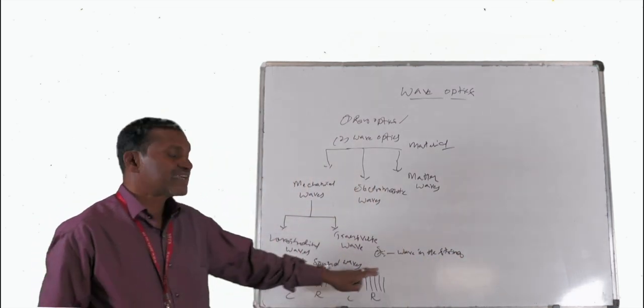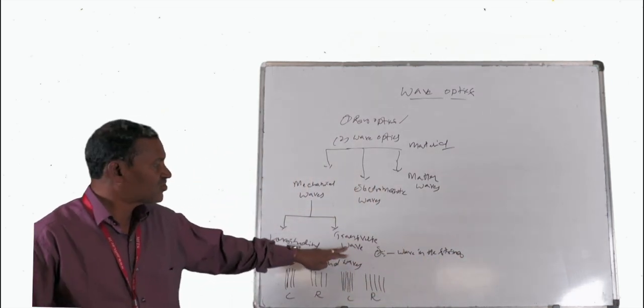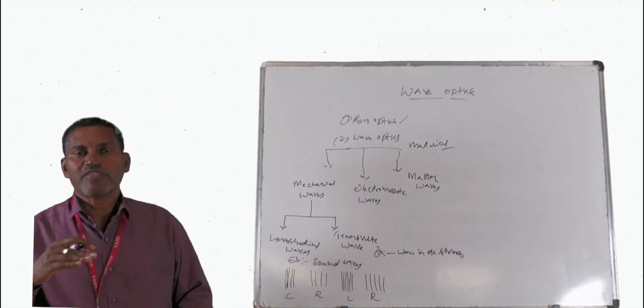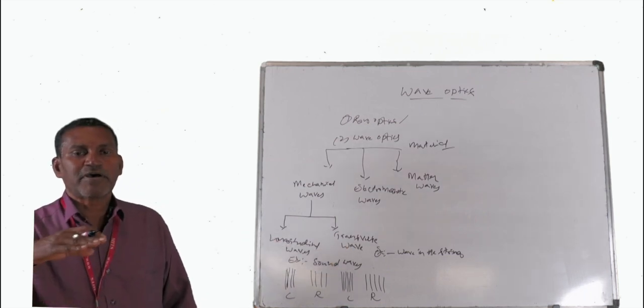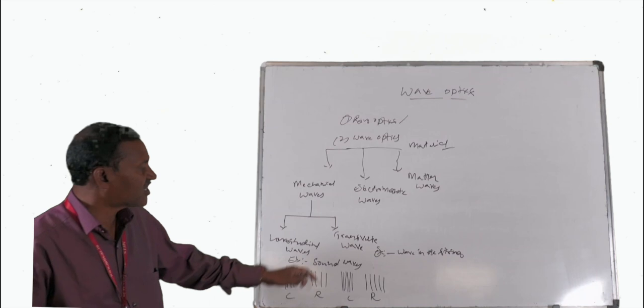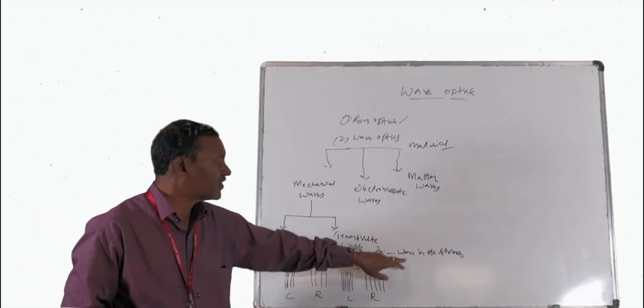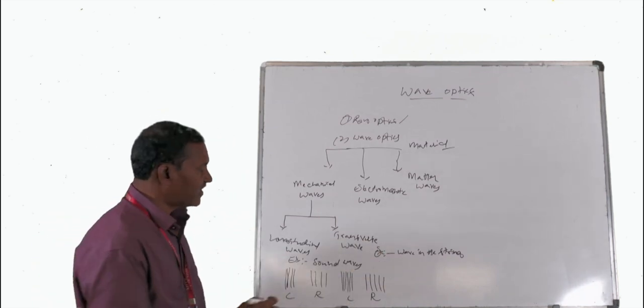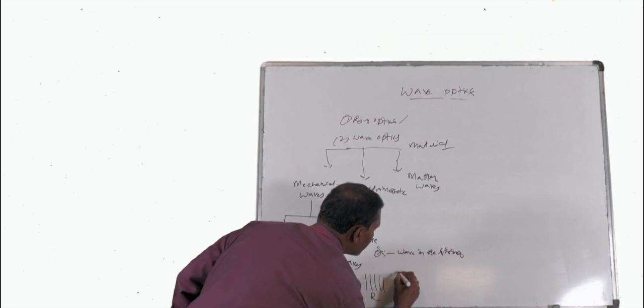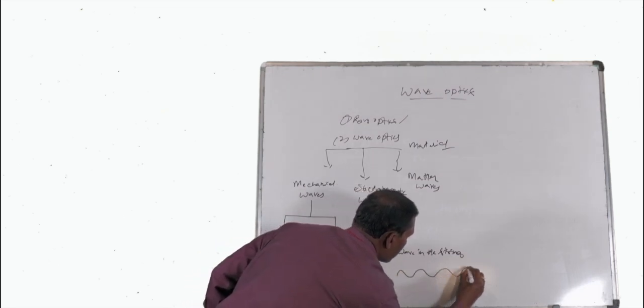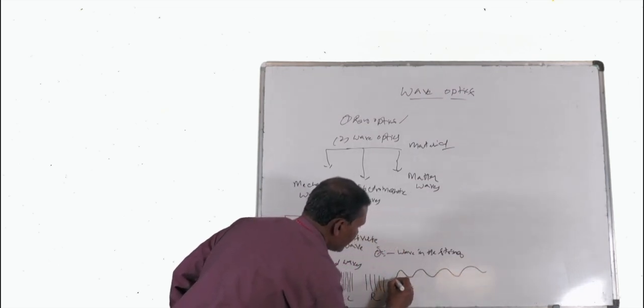In a transverse wave, the vibration of the particles is perpendicular to the direction of the wave propagation. Then it is called a transverse wave. The example is waves in the string. For example, you can see this is the transverse wave.